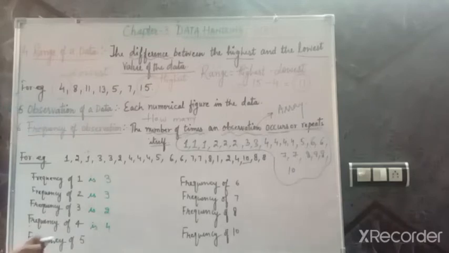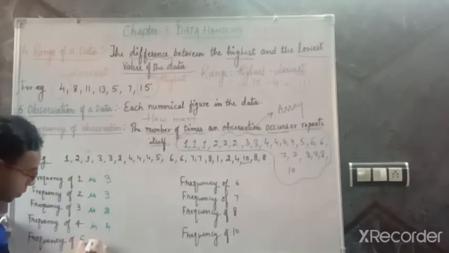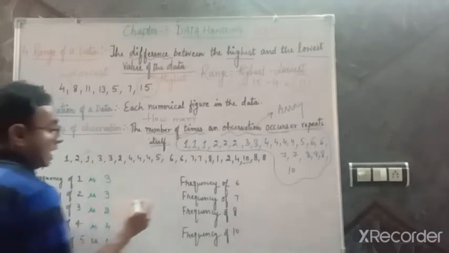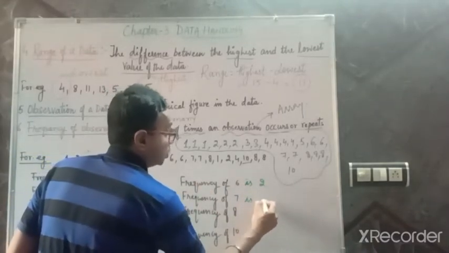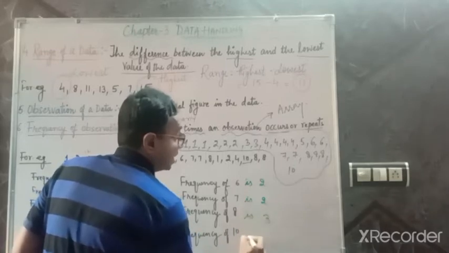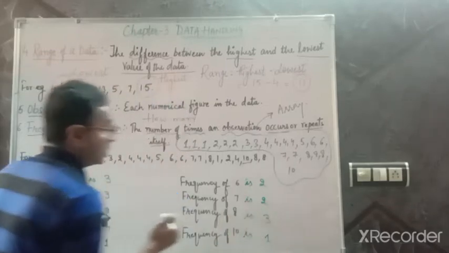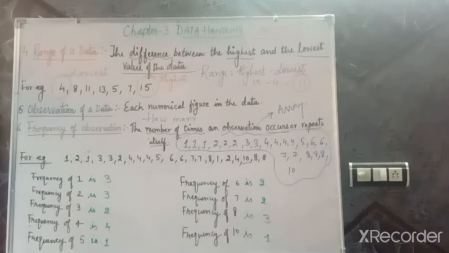So the frequency of 5 is only 1 time. 6 is coming 2 times. 7 is coming 2 times. 8 is coming 3 times. 10 is coming 1 time. So what is the frequency of 10? The frequency of 10 is 1. Are we clear? Any doubt with this?